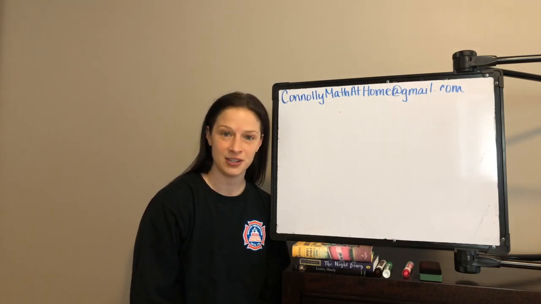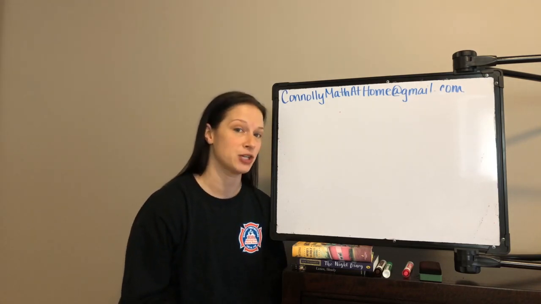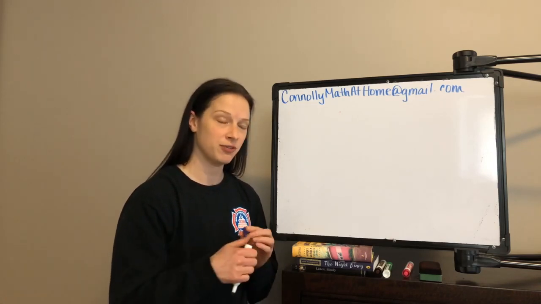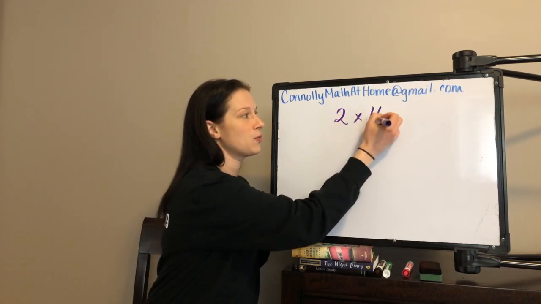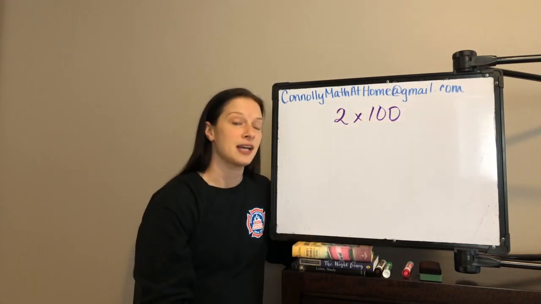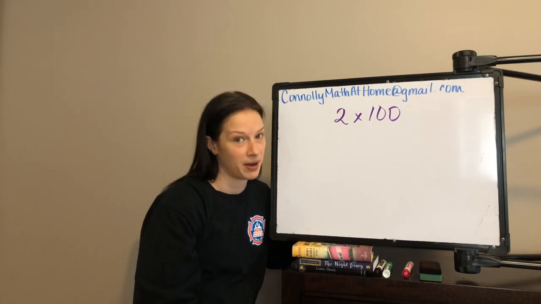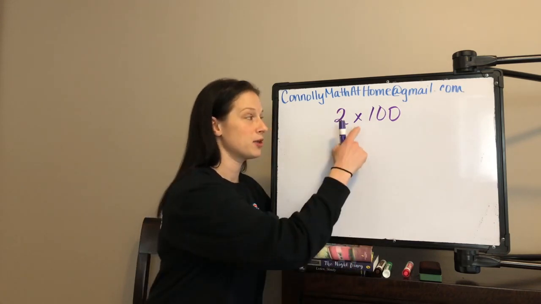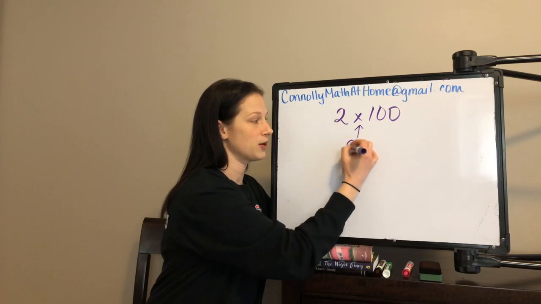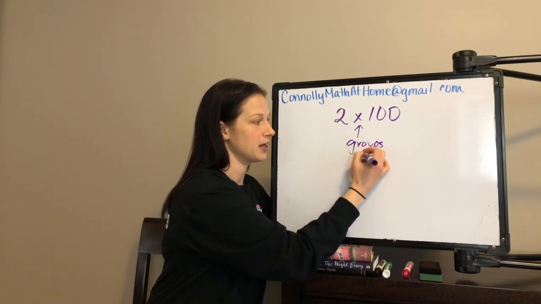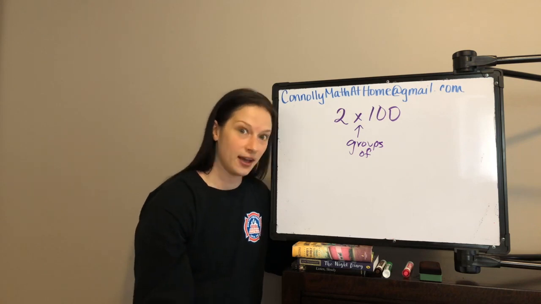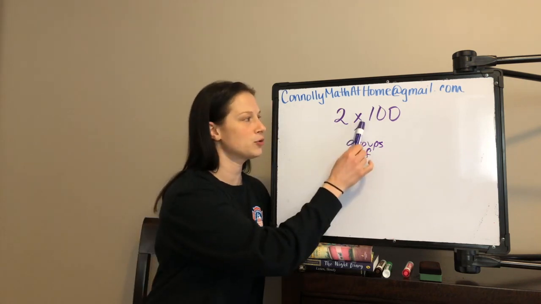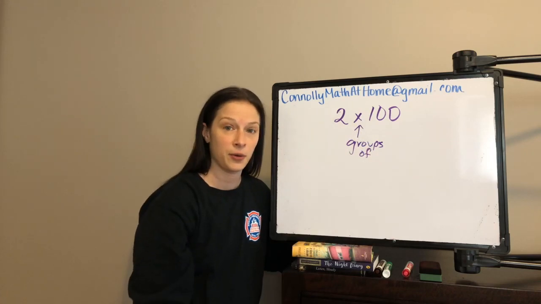So I'm going to start us off with some whole numbers just to remind you what you know about multiplying. I'm going to pick some numbers we're super familiar with. So let's start with 2 times 100. And I have a very important reminder for you: the multiplication symbol stands for groups of. So one way to read it is 2 times 100. The other way to read it is 2 groups of 100.